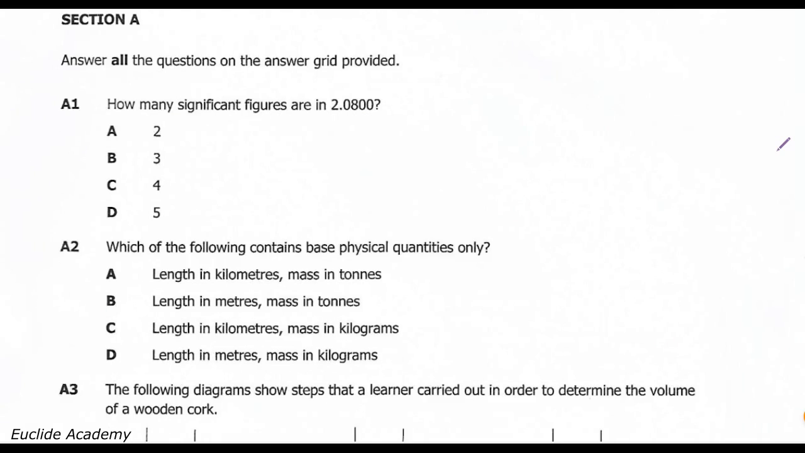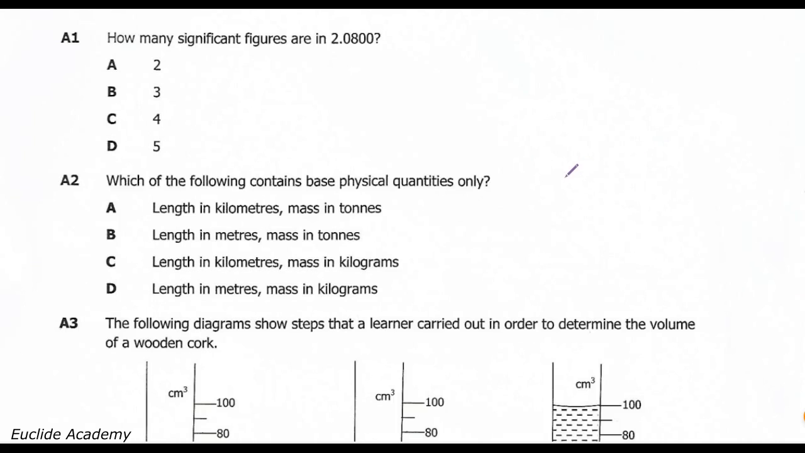We're going to start with the first question. Answer all questions on the answer grid provided. So A1 says, how many significant figures are in 2.0800? So how many significant figures do we have in this figure, or this number here?